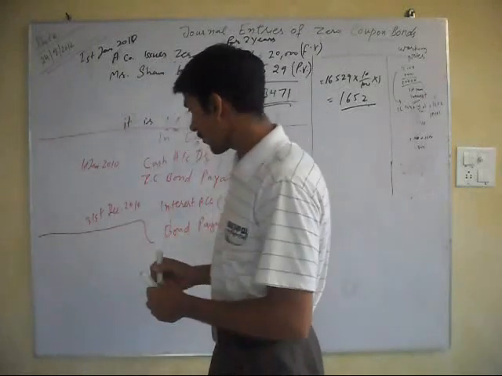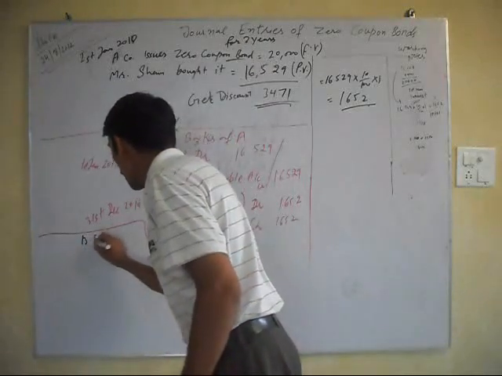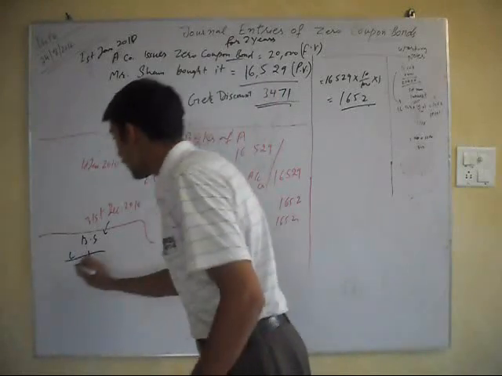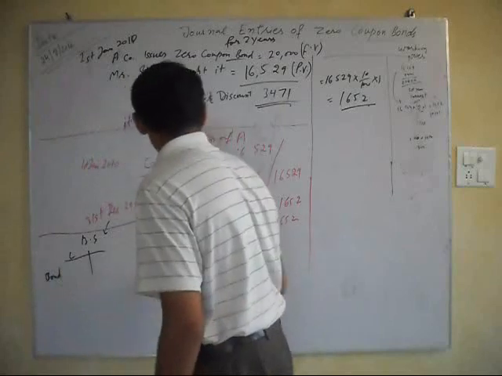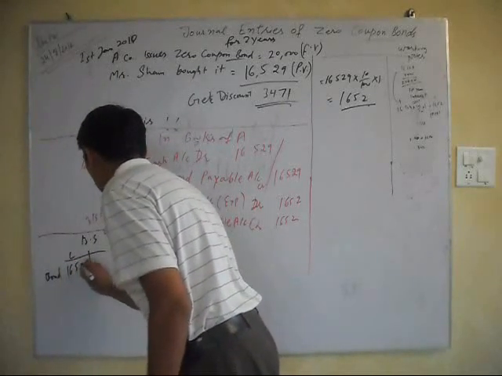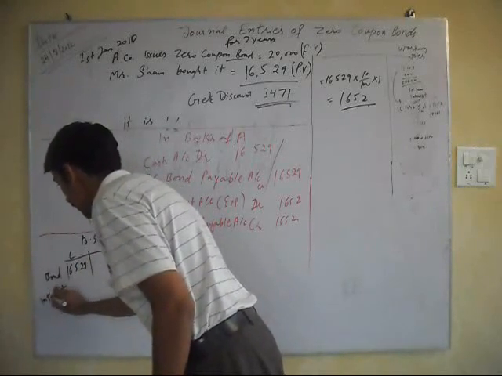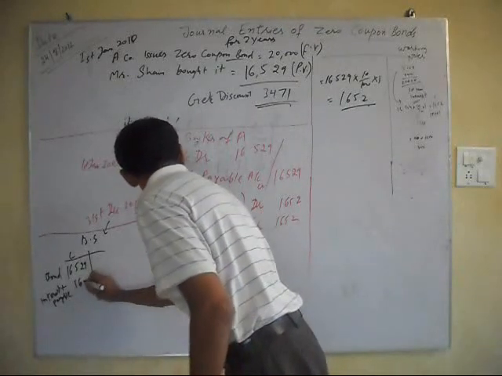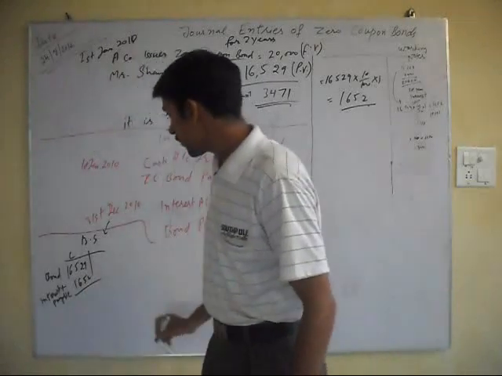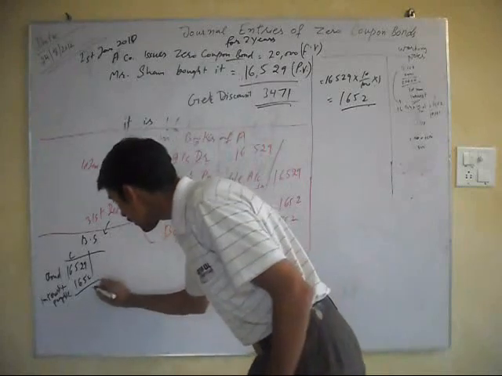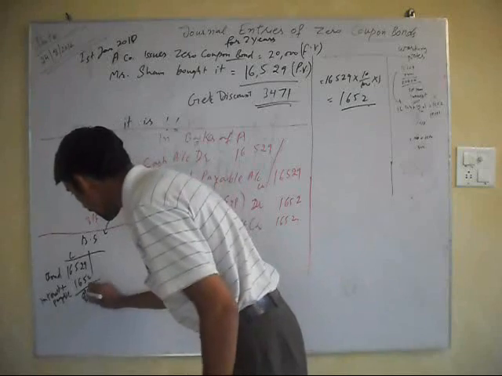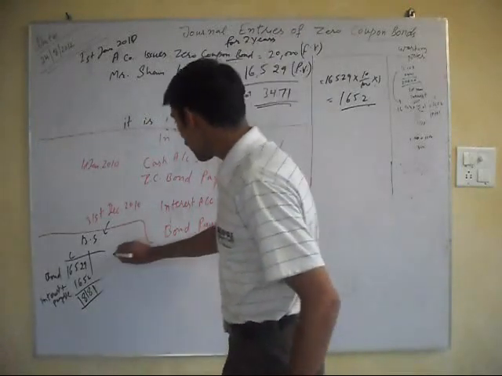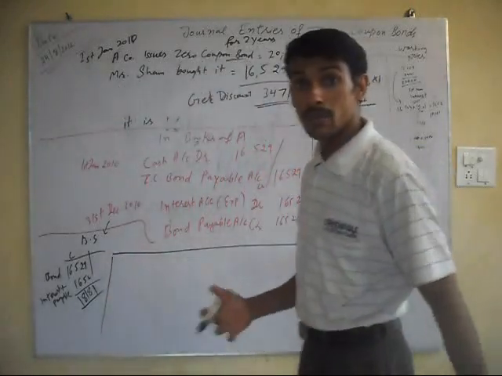So in the balance sheet of 31st December 2010, we see the liability. First, this is the bond 16,529 plus interest payable liability of 1,652. And the total liability at the end of the first year is 18,181.